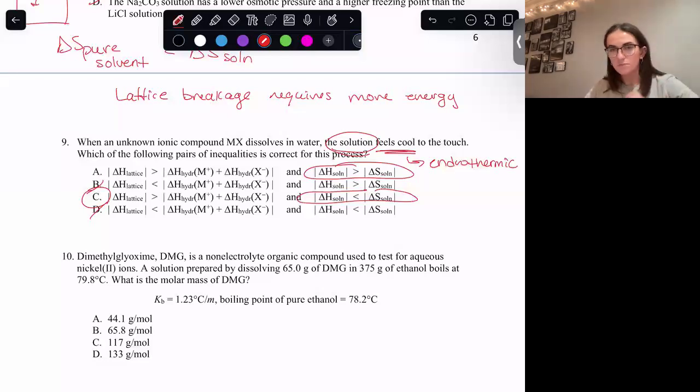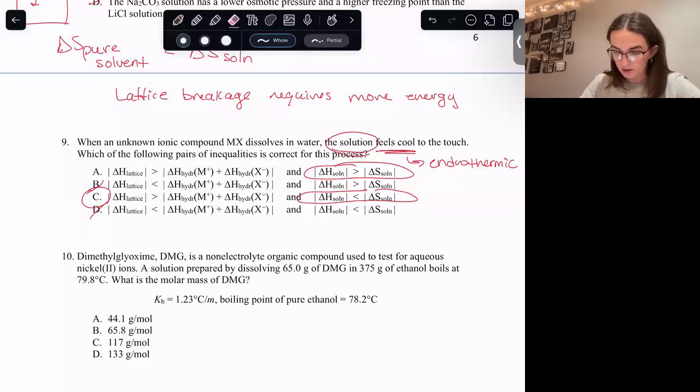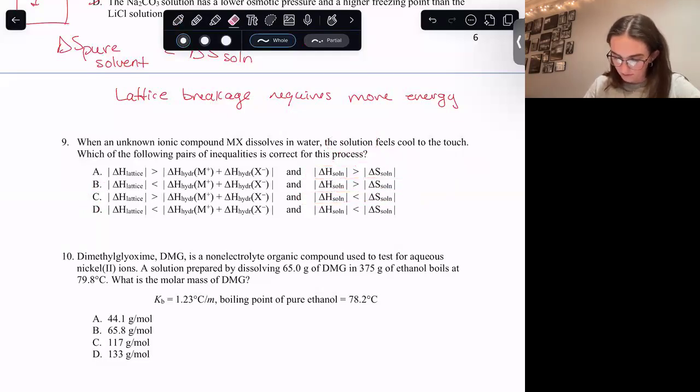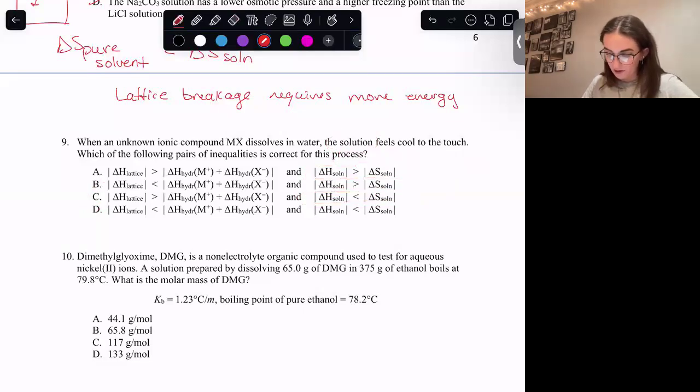Okay. So for question 9, we have an ionic compound MX dissolved in water, and the solution feels cool to the touch. Which of the following pairs of inequalities is correct for this reaction? When we say it feels cool to the touch, this is saying that our reaction is endothermic.